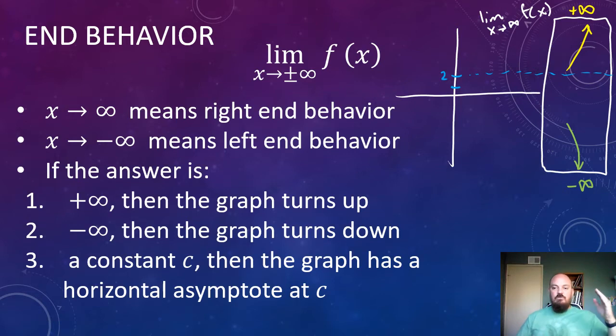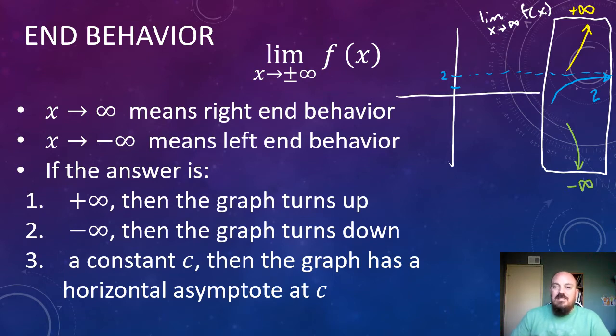Now, it could come from the top and flatten out, or it could come from the bottom and flatten out, but whatever it's doing in the middle, let's say that the graph is coming from the bottom. Eventually, for this end behavior, it's going to just flatten out like that, right at the line at y equals 2. So that would be what a graph would look like if the limit as x approaches positive infinity of f of x equals just the number 2.